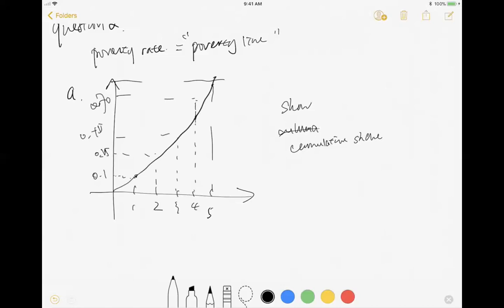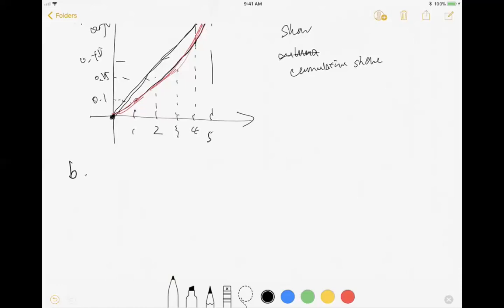And if you link the 100% last point and the origin together, this curve will be on the right side of the linked line. This means there is some inequality problem in this nation, in this economy.